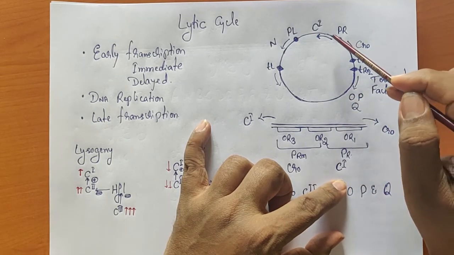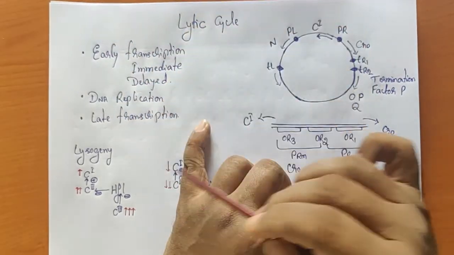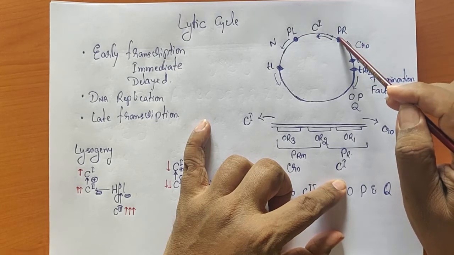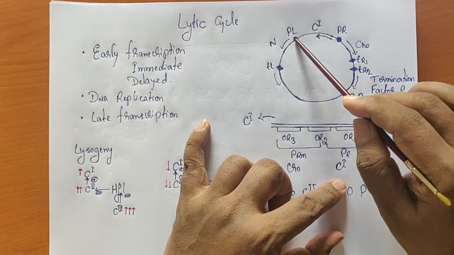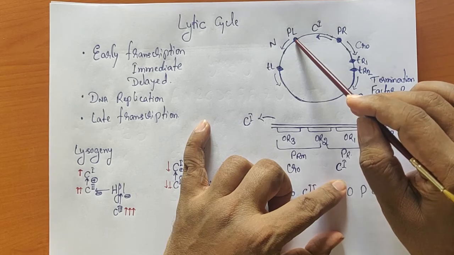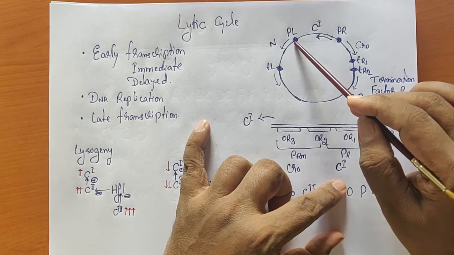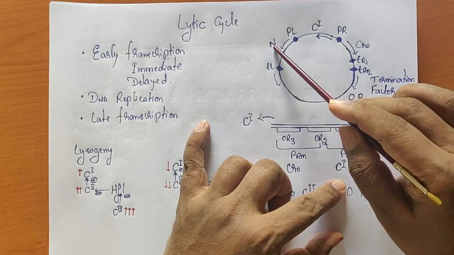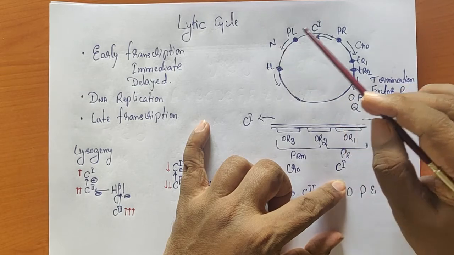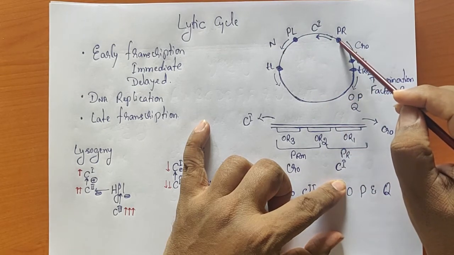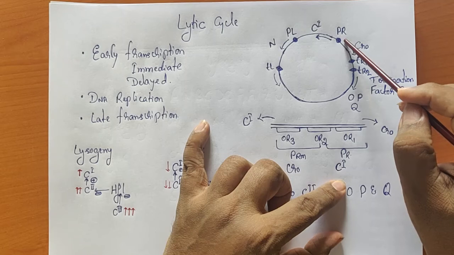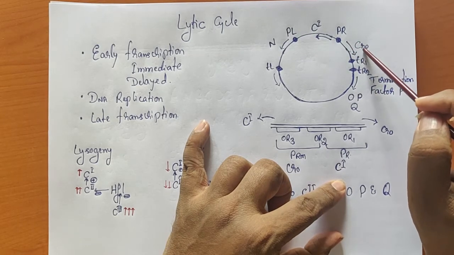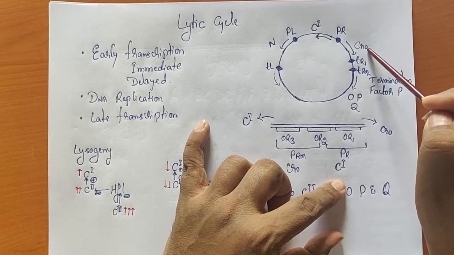Now what happens is that, to begin with, in the case of early transcription, a DNA dependent RNA polymerase will bind to this promoter and also bind to this promoter and initiate the immediate early transcription in this direction, that results in the production of a regulatory protein N. From this right promoter, the transcription happens in this direction and results in the synthesis of another regulatory protein, that is CRO.